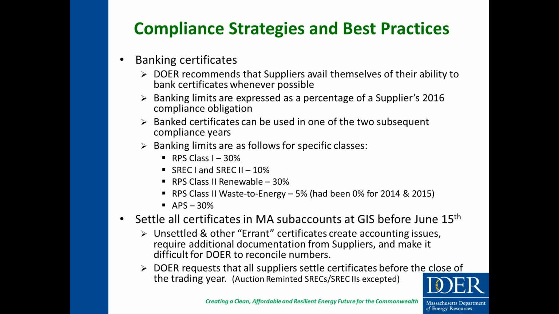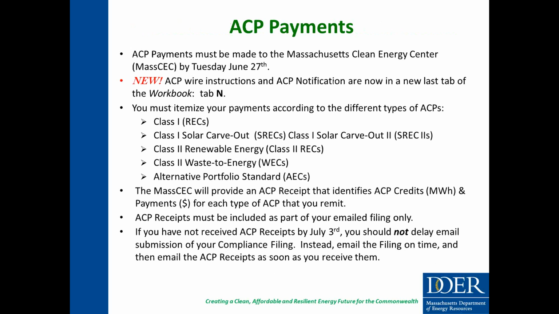Anything that's surplus, that's not one of these auction SRECs that has an extended life beyond 2016, those don't need to come in with the filing to be used next year. And remember, except for those, there's no banking. There is no banking between years at the GIS. The only thing that survives in the GIS from one year to the next are reminted SRECs, reminted auction SRECs and SREC 2s that have a lifespan that takes them beyond the compliance year.